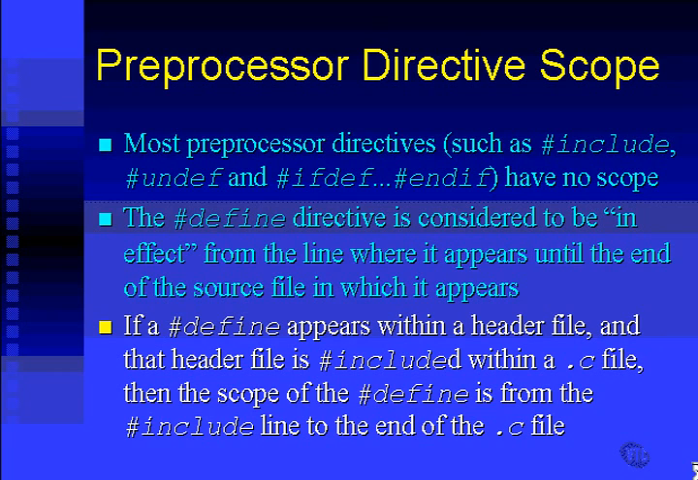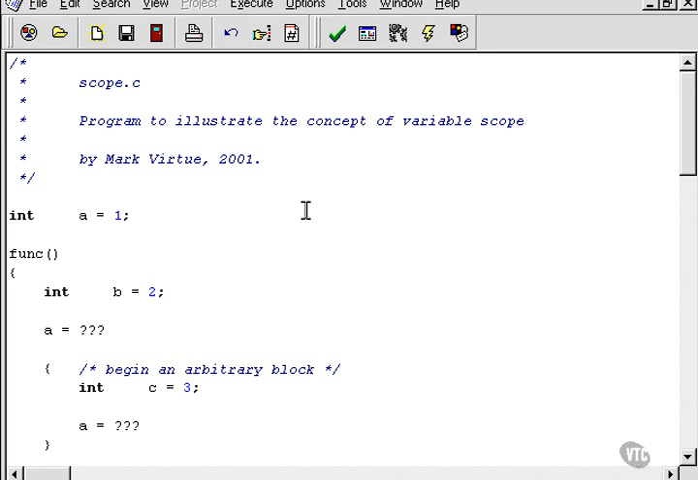Okay, so let's go and have a look at some examples of scope. So here we are in scope.c. All I'm going to be using this program for is to illustrate where certain variables are visible and where they're not visible. I'll just walk you through the program first and show you what there is. There's a global variable called a. Then we've got a function. Inside that function we've got a function-wide variable called b.